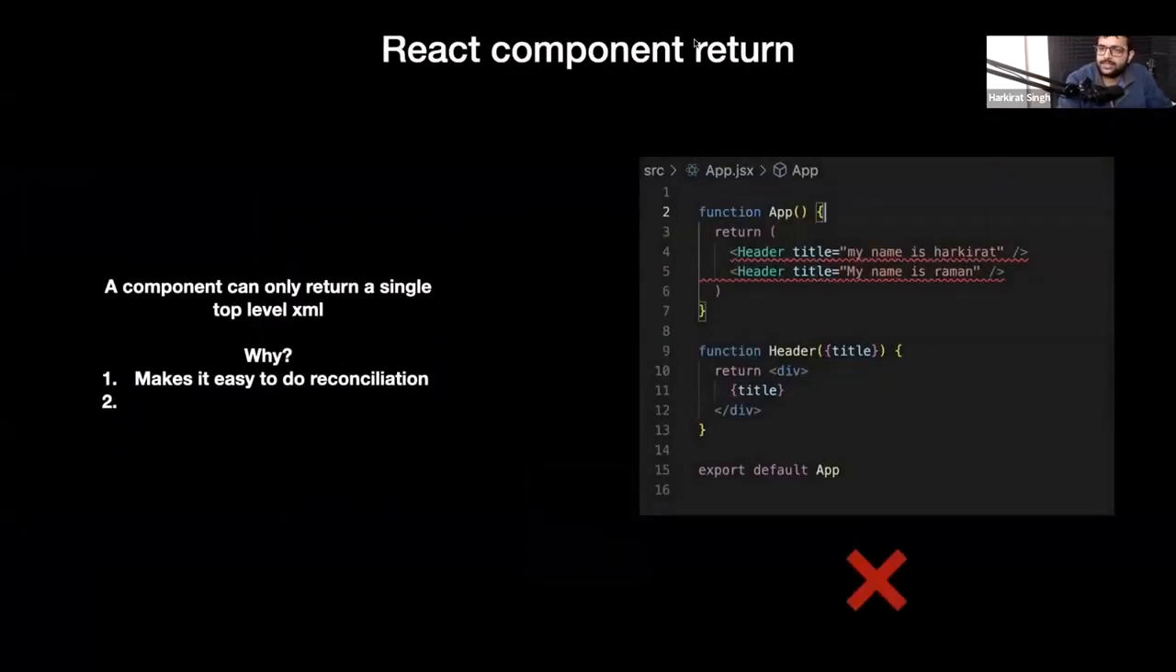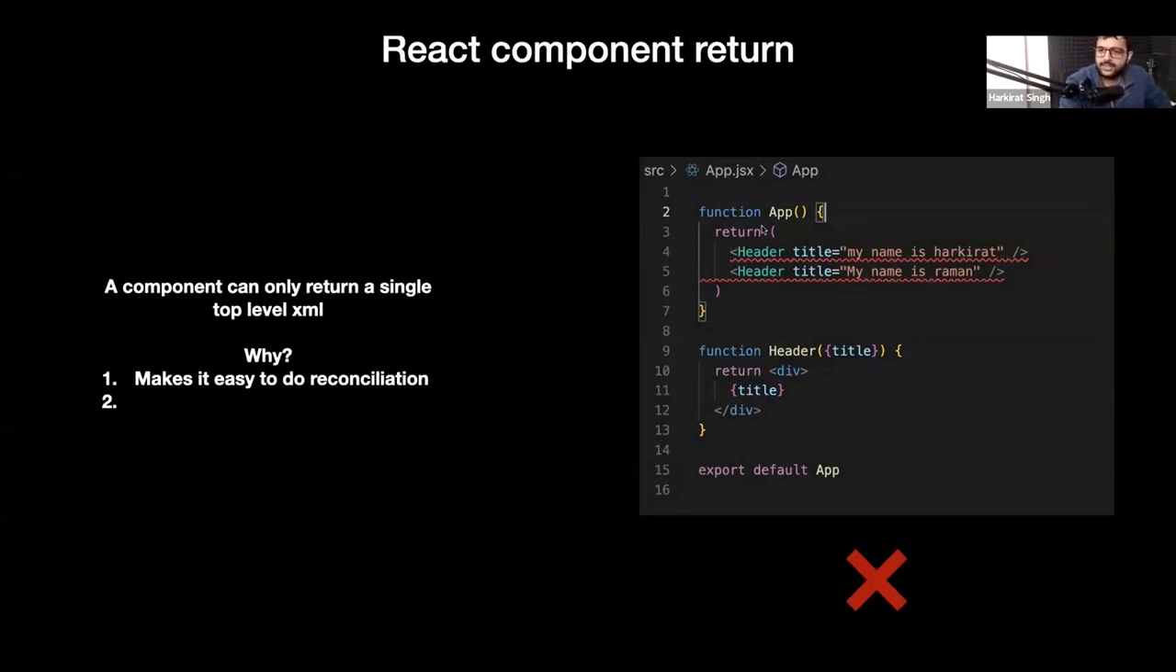What does that mean? That basically means that your return function needs to have a single top level, either div or something else, inside which you can have multiple children. Never can you return two children side by side. Why is that? There are a few reasons for this. You don't need to understand them well. It's good if you know them. It is a mildly popular interview question as well.